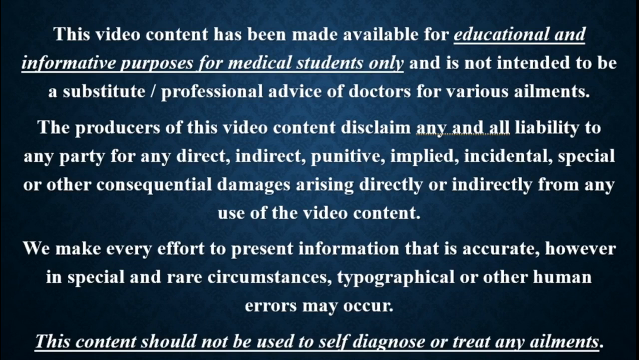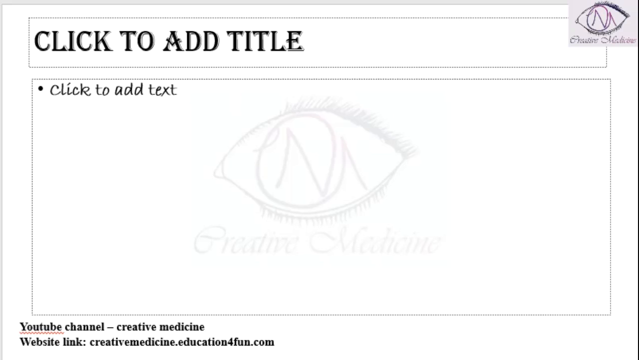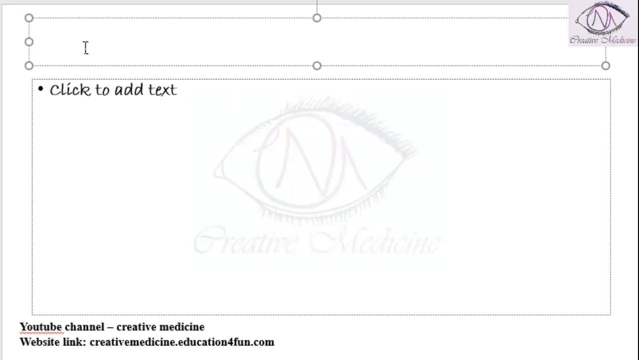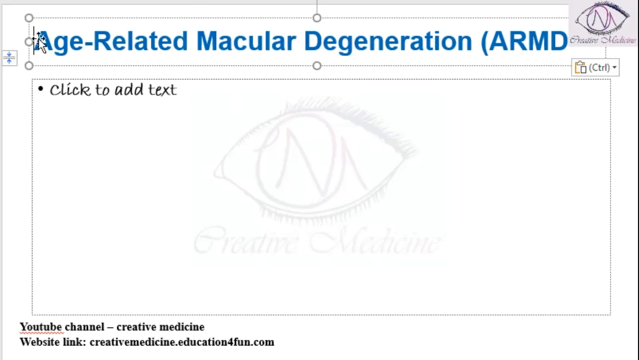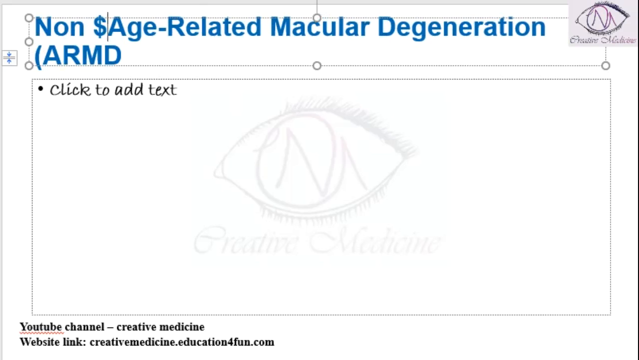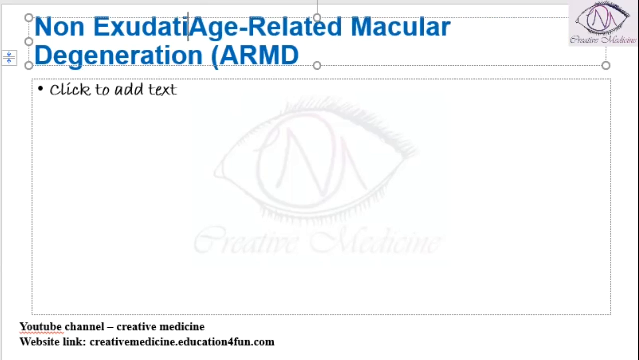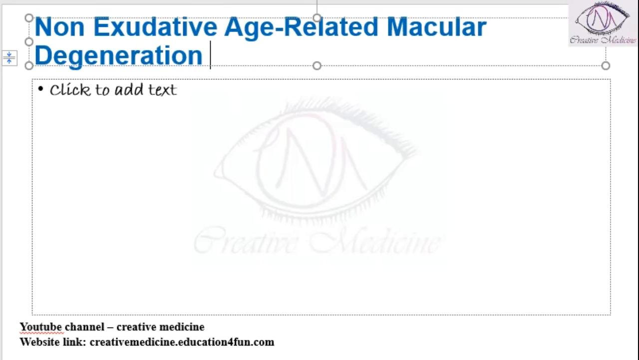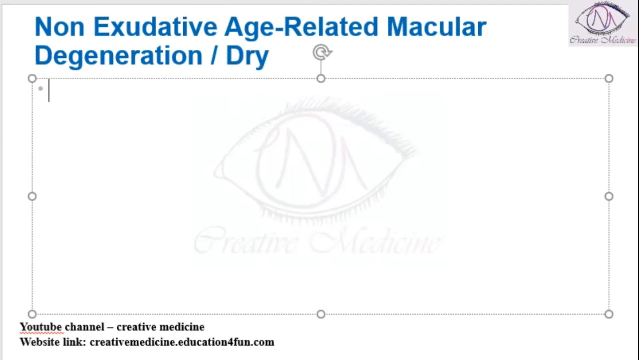In this lecture, we will learn about age-related macular degeneration. First, non-exudative age-related macular degeneration, also called dry macular degeneration. Non-exudative macular degeneration is most commonly seen, in almost 90% of cases.